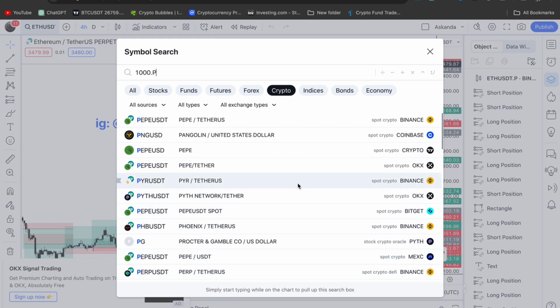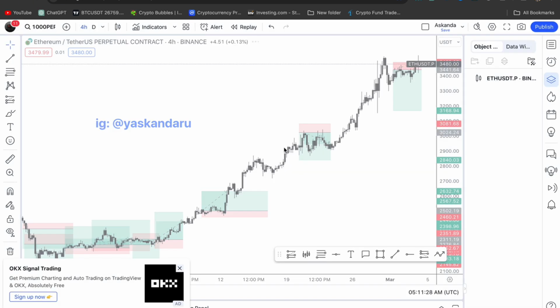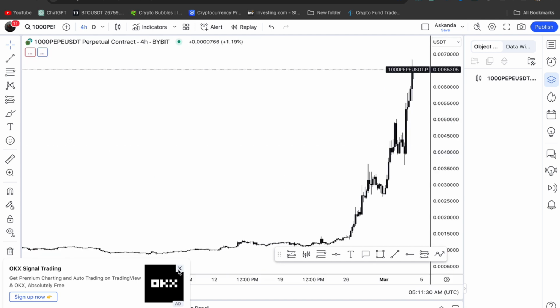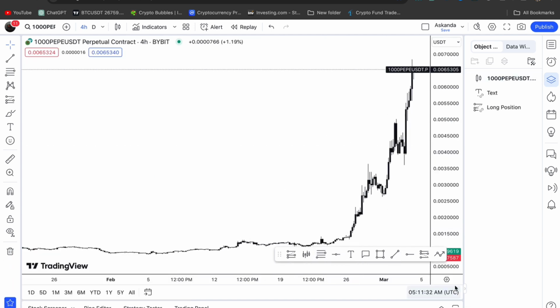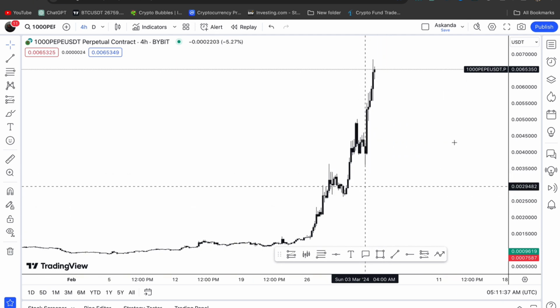We have .P, so always add .P to it so that at least you can know that, okay, this is a coin that I'm selecting. So we have Bybit here. I'll be using Bybit for now, guys. If you want, you can also move to Bybit. You can see this is the current trend of Pepe 1000.